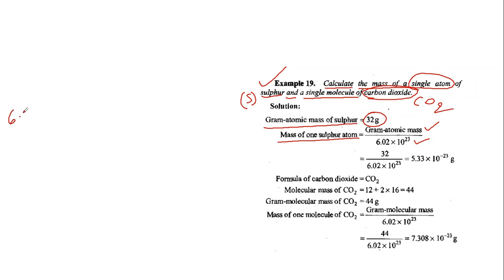You know that 6.023 into 10 power 23 sulfur atoms equal 32 grams. Right. Then one atom is equal to how much? Is that clear?